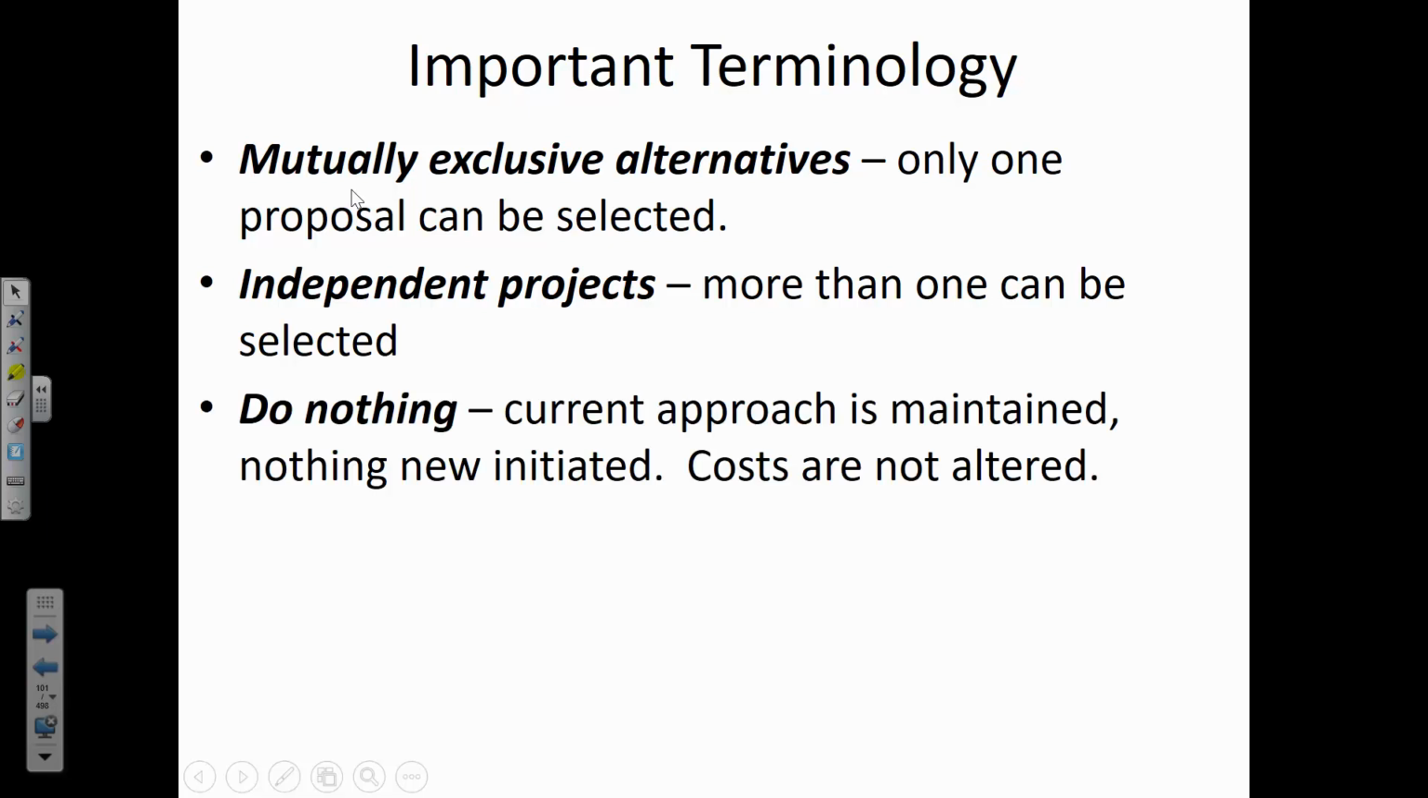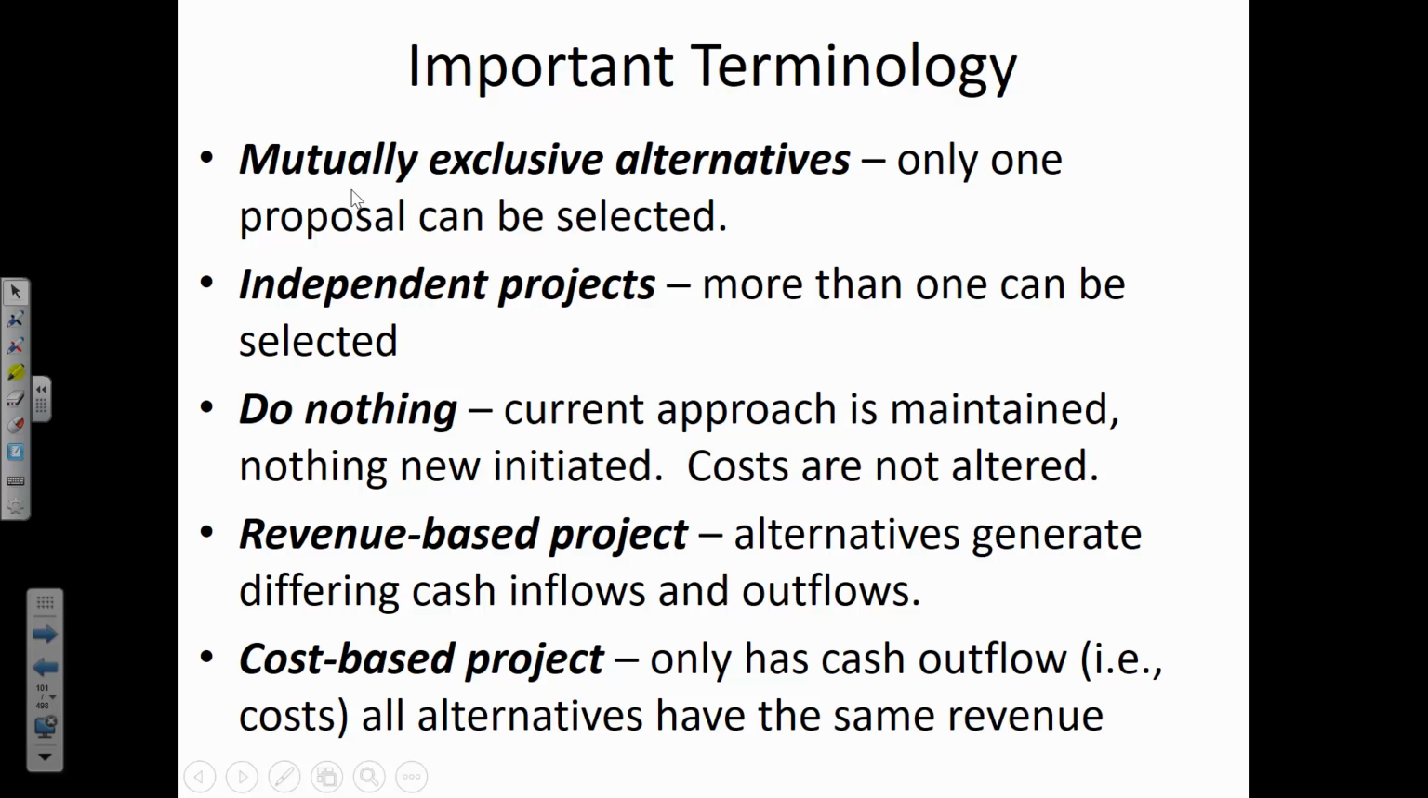Anytime you're choosing from among alternatives, the do-nothing alternative is always implied. What that means is you can always assume that not doing any of the options that you've been given is a choice. And we've discussed the difference between revenue-based projects and cost-based projects. So any questions so far?